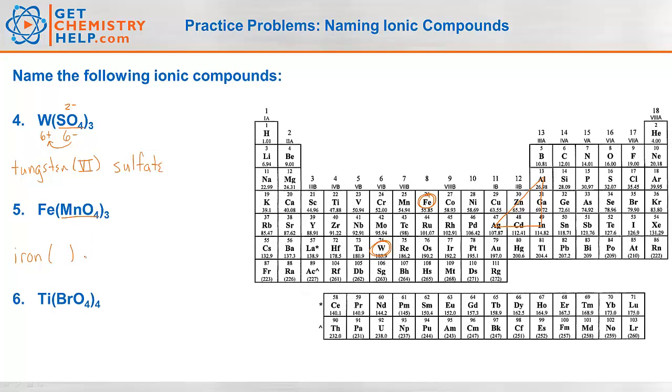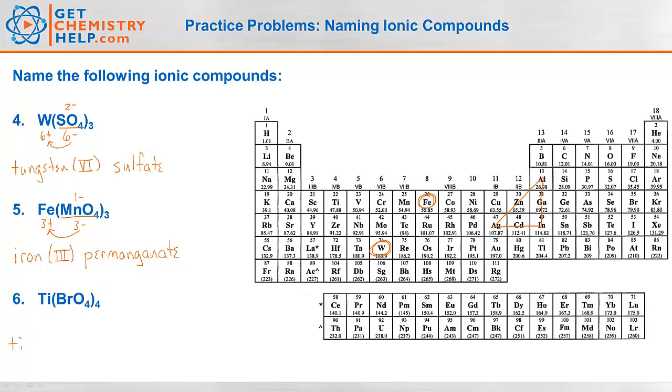MnO4. Well, that's a polyatomic. That's just one of the ones you have to memorize. There's not really a good pattern for it. And it's called permanganate. Once we learn that, that is a 1 negative charge. There's 3 of them, so that's a total of 3 negative for the anions. So the cations must total up to be 3 positive. And there's only 1 cation, iron, so that iron must be iron 3. So iron 3 permanganate.